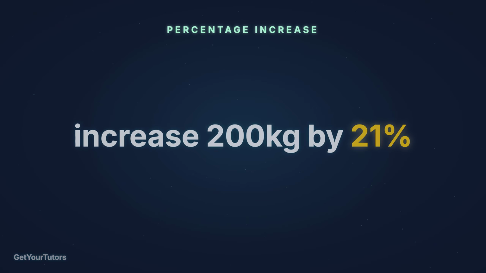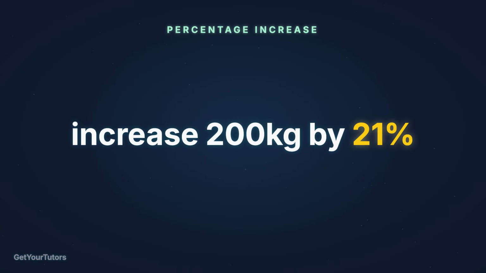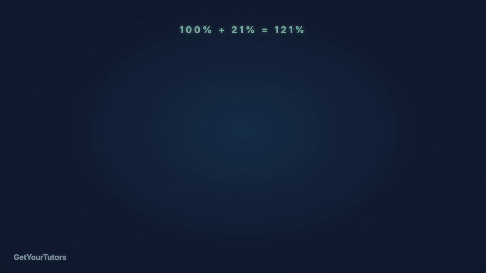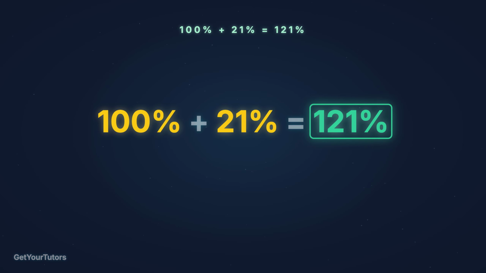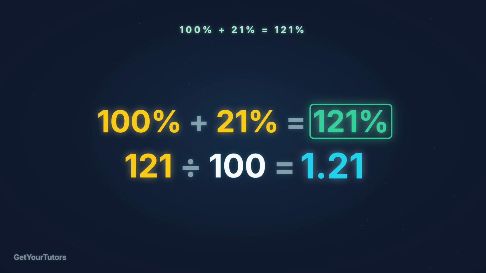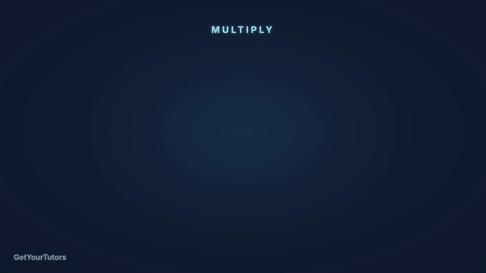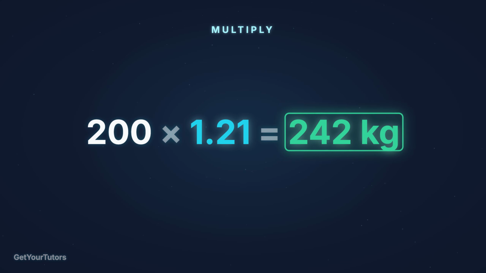For percentage increases, we add to 100%. Increase 200 kilograms by exactly 21% on your exam. 100% plus 21% equals 121%. The new decimal multiplier is exactly 1.21. Multiply 200 by 1.21. The answer increases to exactly 242 kilograms.